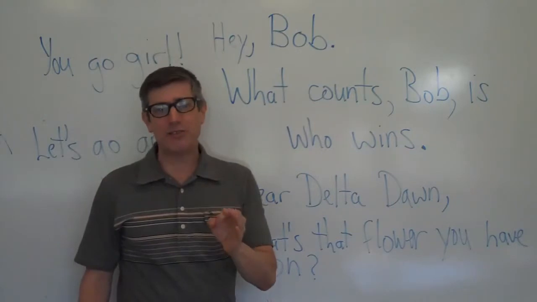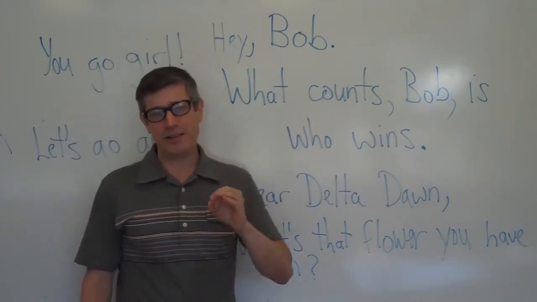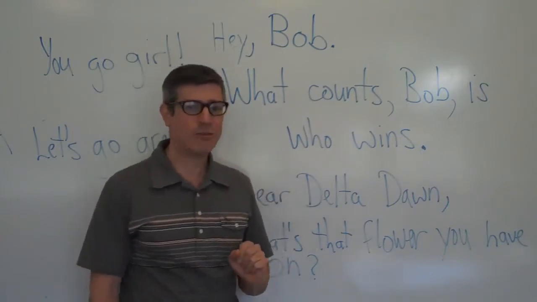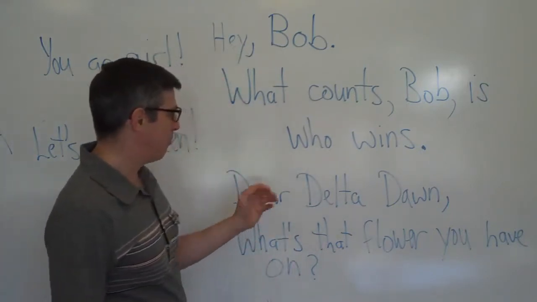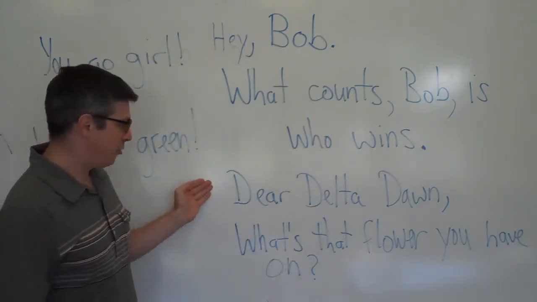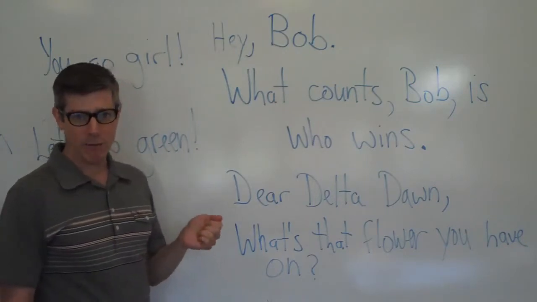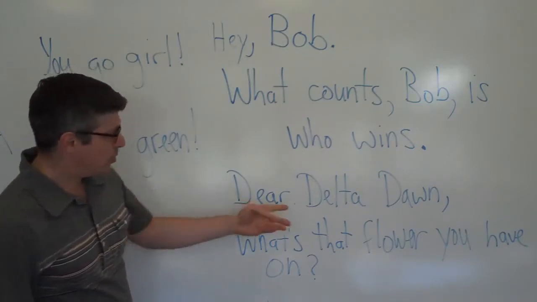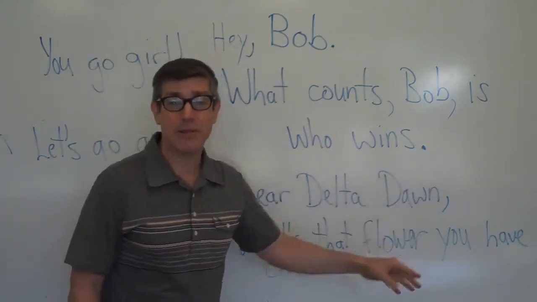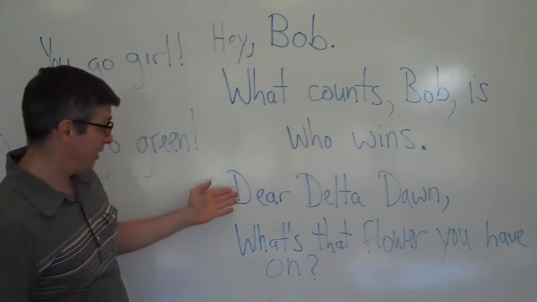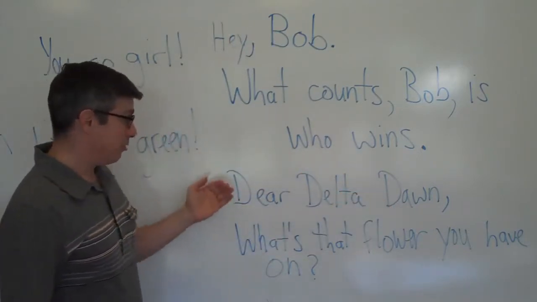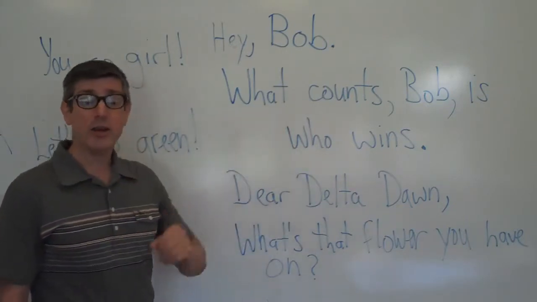Now this is the way we traditionally open letters, that is begin letters, with salutations, with greetings. So for example, if this were the beginning of a letter, "Dear Delta Dawn, what's that flower you have on?" If you are used to writing letters, you would be used to writing the comma there. Well, it's exactly this comma. It's "Dear Delta Dawn." I'm talking to you, Delta Dawn. So, Dear Delta Dawn, comma, and then you go on with your sentence.